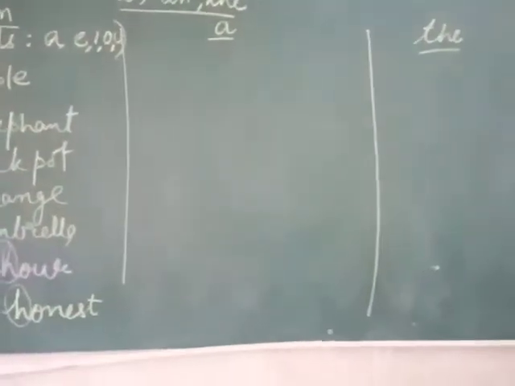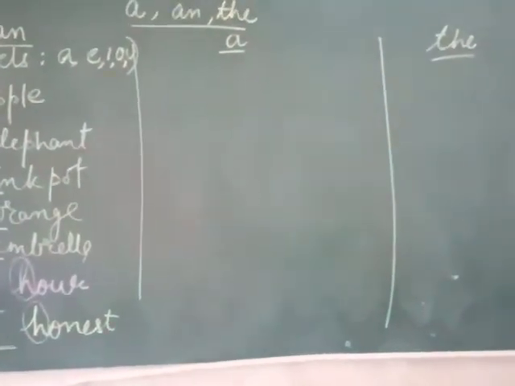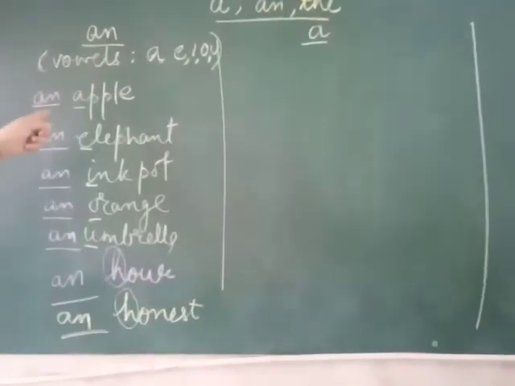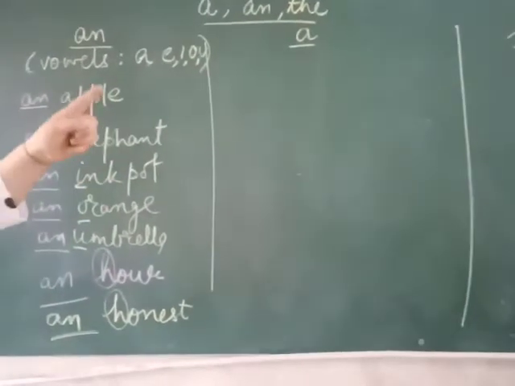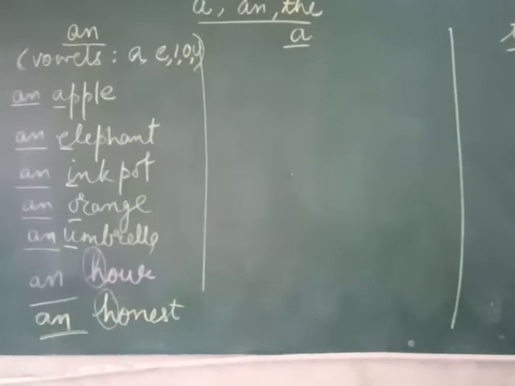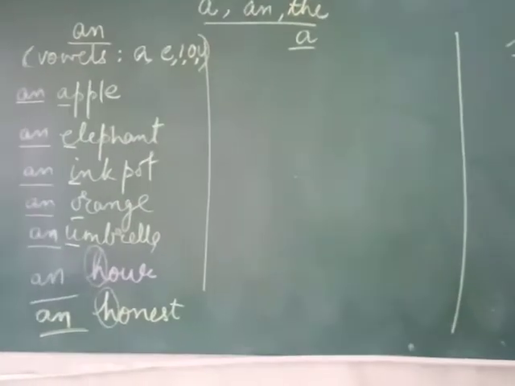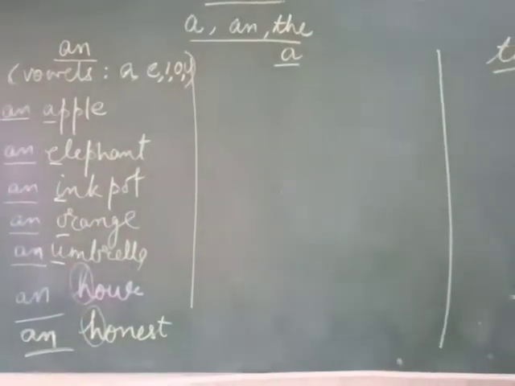That is A. An is very simple. So I put an first. A and The are also simple, but a little we have to understand and exert here. That is number 1.